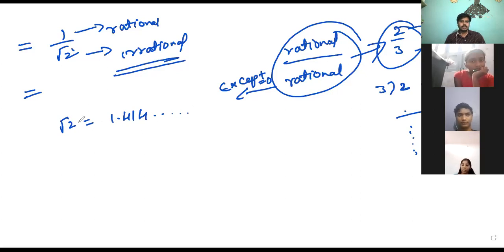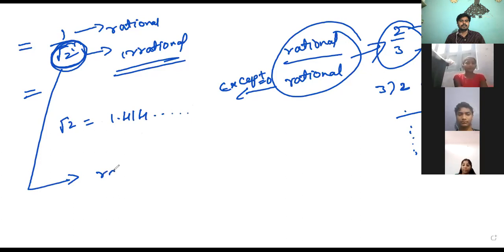So this irrational denominator we shall convert into rational. We shall convert into rational. Ante irrational denominator ni rational loki convert chestam.